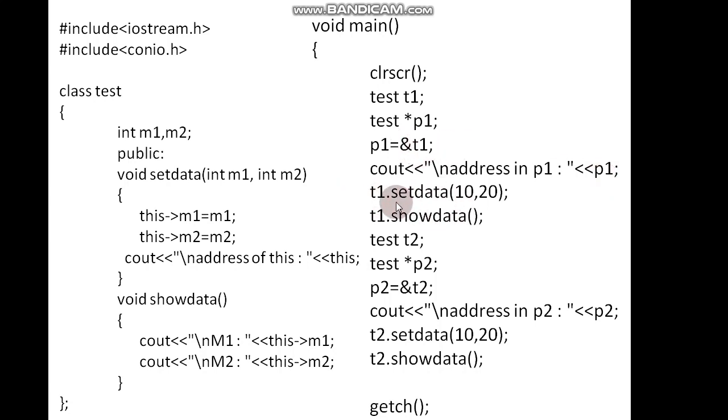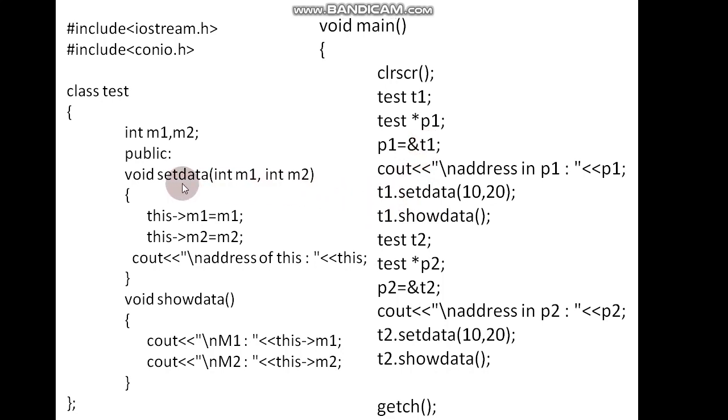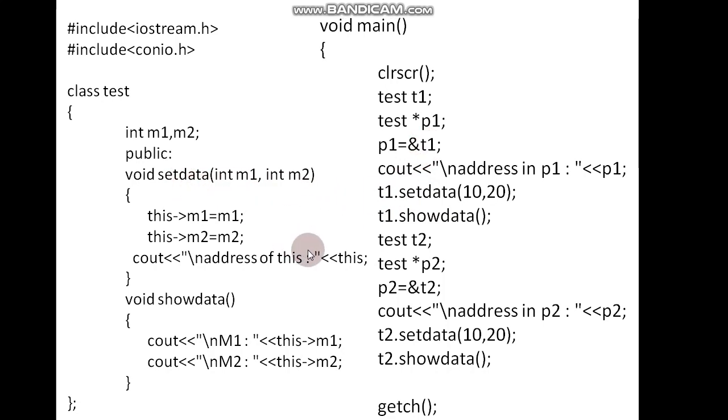T1 is calling set data function. To this function we are passing two parameters 10 and 20. So 10 will be copied into M1 of the function, 20 will be copied into M2 of this function. The invoking object of this function is T1 because T1 is calling the function. The address of T1 will be passed to this function implicitly, which will be displayed here.